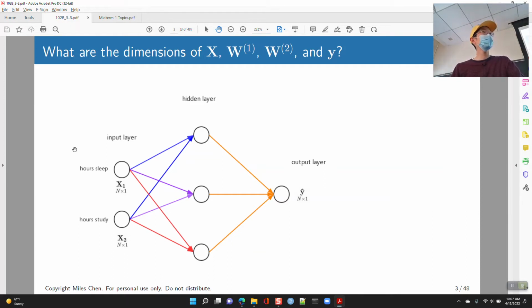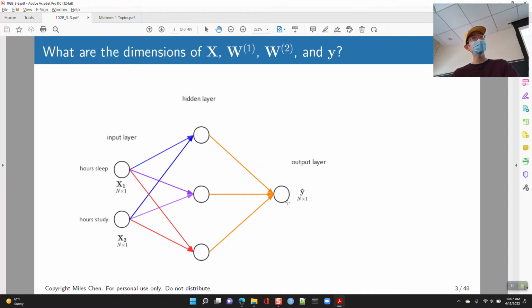2 rows, 3 columns. We've got 2 in the input layer and 3 in the next layer, so W1 is 2 by 3. W2 is 3 by 1, where W2 represents the weights in the second weight matrix. We're going from 3 nodes to 1, so it's going to be 3 by 1.